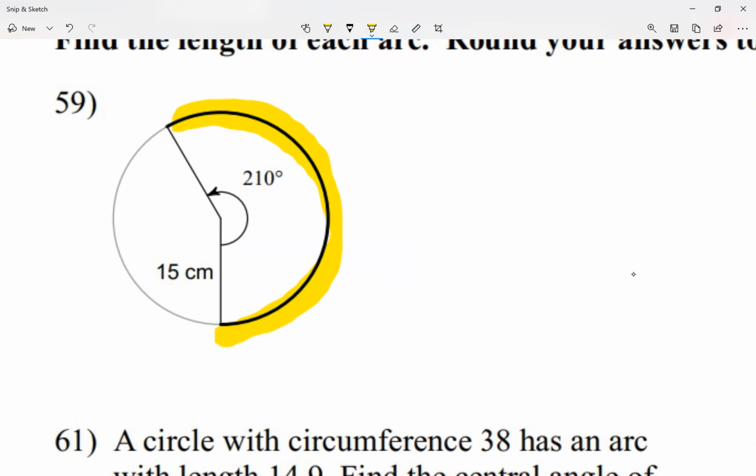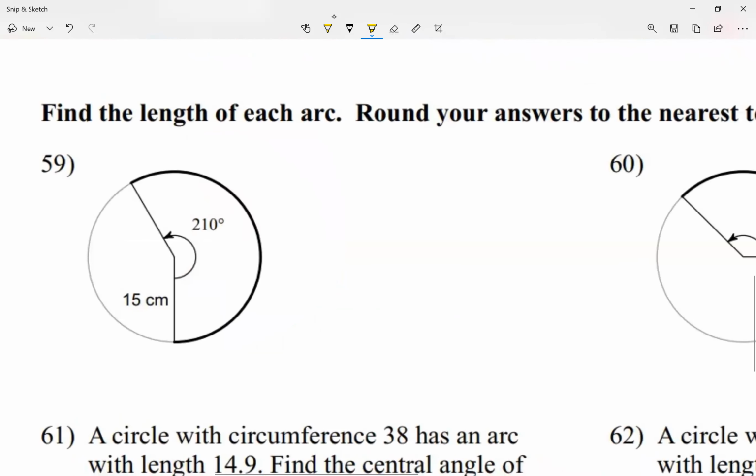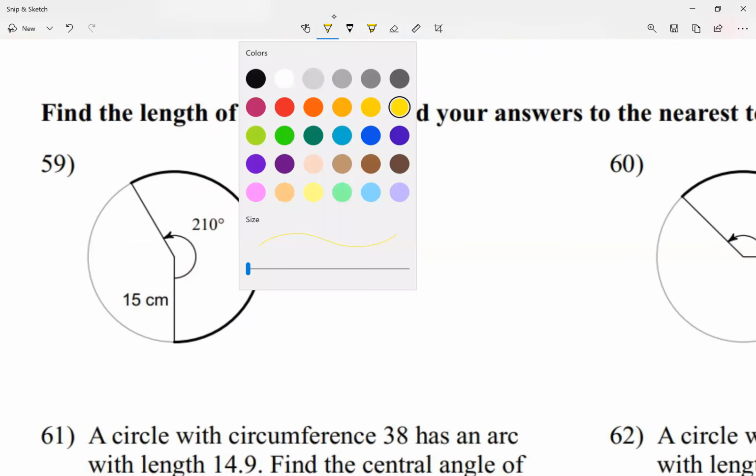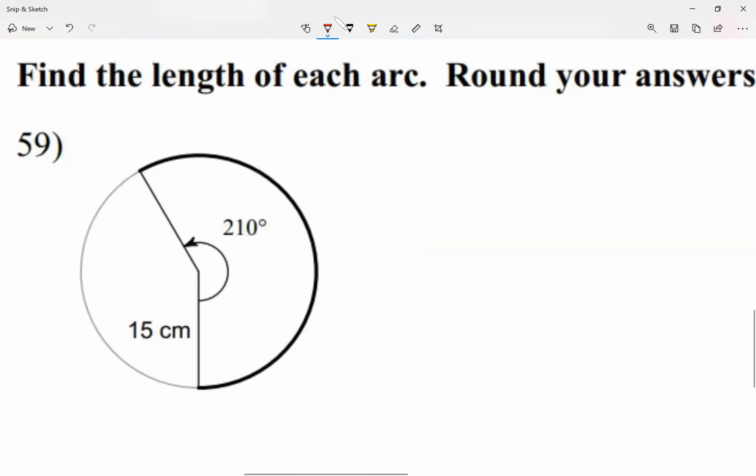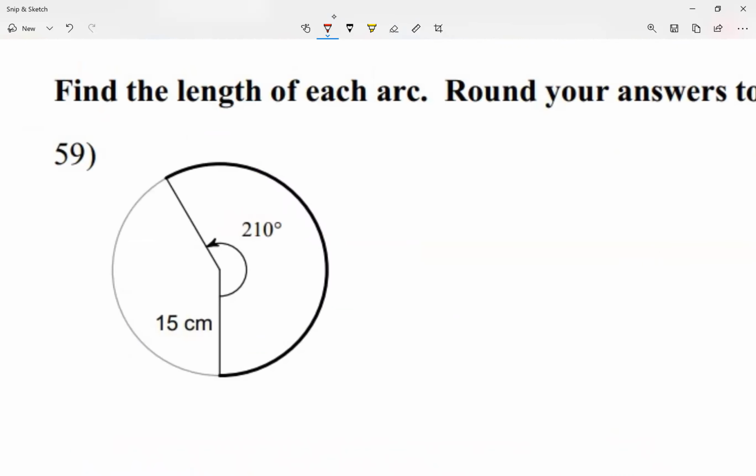So I'm not looking at the area of the circle. I'm looking at the outside, the length of the arc. Very similar to what we did yesterday, okay? Now let me come up with a formula. Very similar to the formula we did yesterday. We're gonna say arc length, so the length of the arc over circumference.